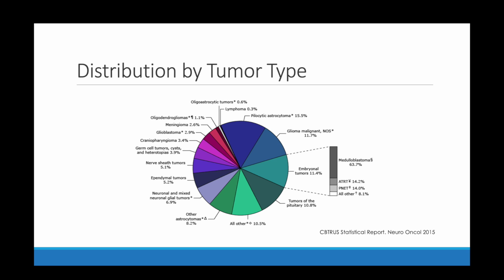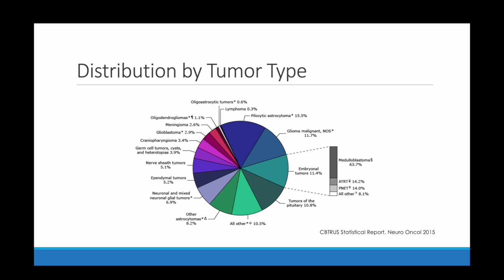Embryonal tumors account for about, on this pie chart, it says 11%. And medulloblastoma by far accounts for the majority of those, accounting for about 2/3 of the embryonal tumors. Other types of embryonal tumors are those ATRTs, so the atypical teratoid rhabdoid tumor, and then PNET. And then, we see pituitary tumors on there, other astrocytomas, ependymomas, and then as we get into that kind of upper left side of this pie chart, things become even less prevalent. So just another depiction of the prevalence of these tumors.